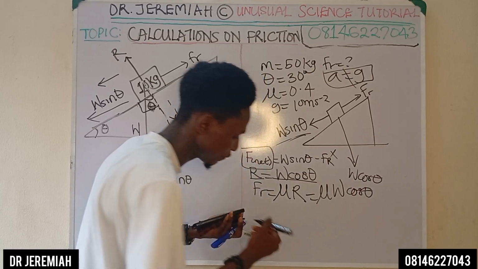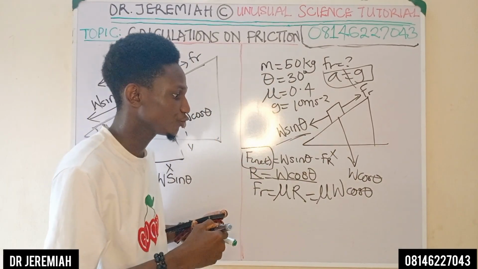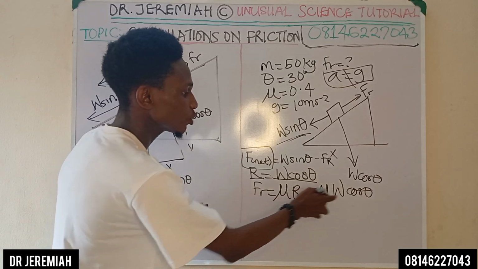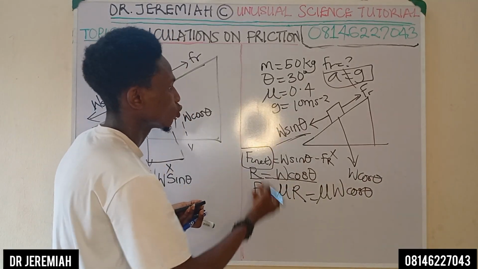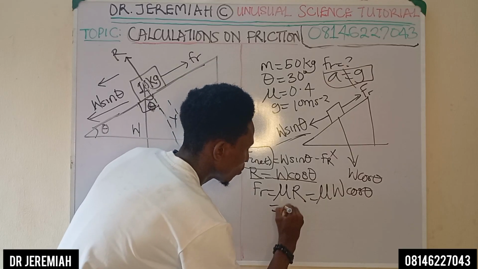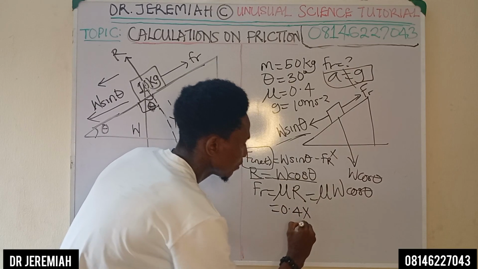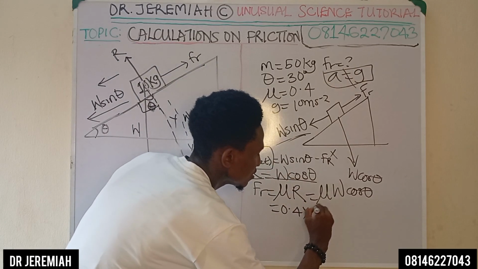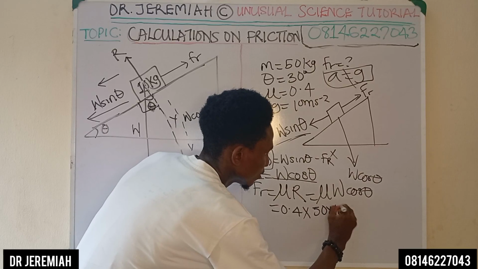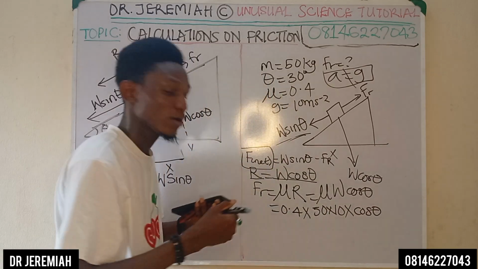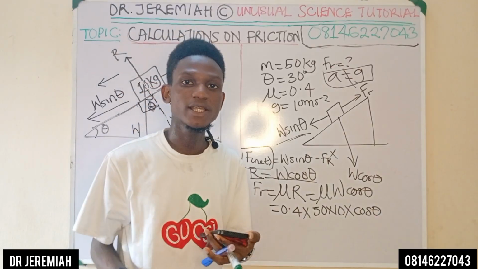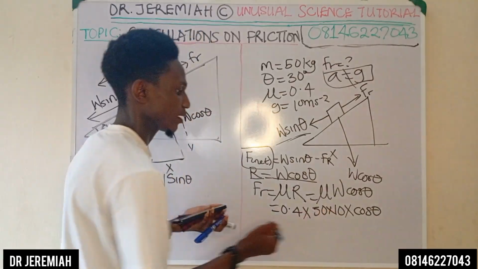The second question I'll be solving very fast. I just want to stress the point. Now, frictional force equals mu W cos theta. What is mu here? We have 0.4. So we're going to do 0.4 times what is mass? 50 times 10 times cos theta. Remember that to convert mass to weight, we multiply by 10.